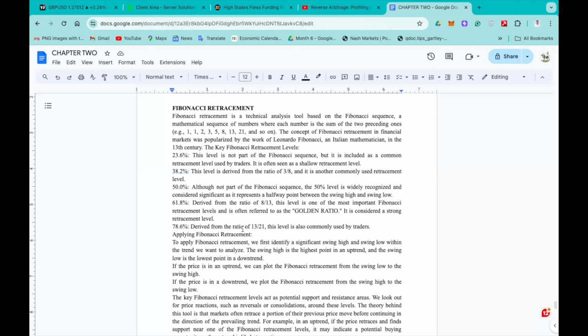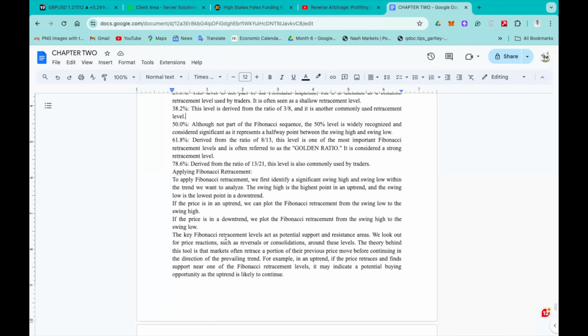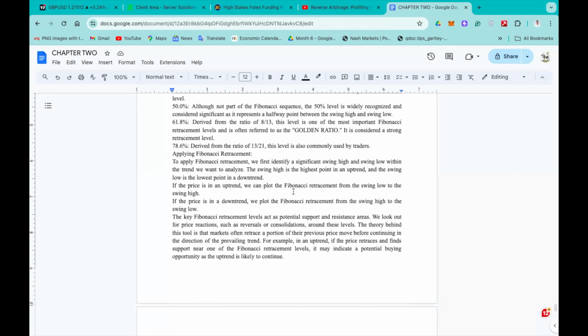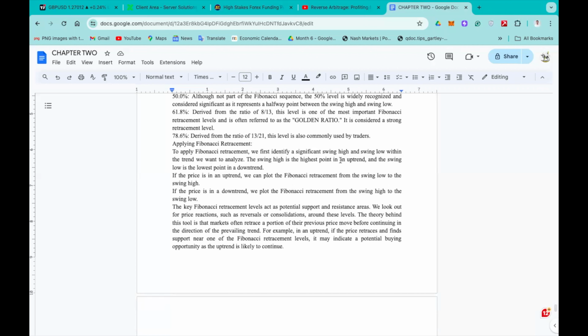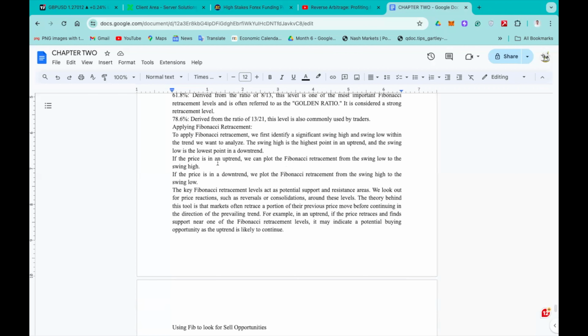78.6, derived from the ratio 13 divided by 21. This level is also commonly used by traders applying Fibonacci retracement. To apply Fibonacci retracement, we first identify a significant swing point, swing high and swing low, within the trend we want to analyze. The swing high is the highest point in an uptrend, and the swing low is the lowest point in a downtrend. If the price is in an uptrend, we can plot the Fibonacci from the swing low to the swing high.